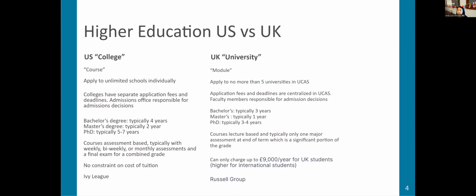The last thing that comes up a lot is that students, as they're researching all these universities, will hear something called the Russell Group. So the Russell Group is similar to what we call the Ivy League. Think about it like the Ivy League of the UK. And so that will hopefully help clarify some things.